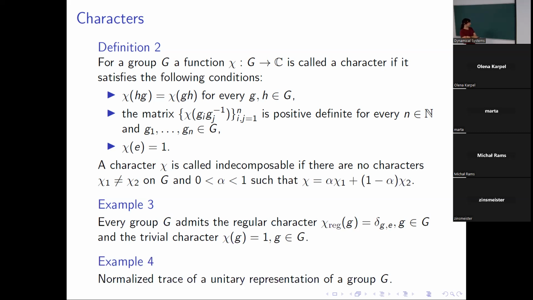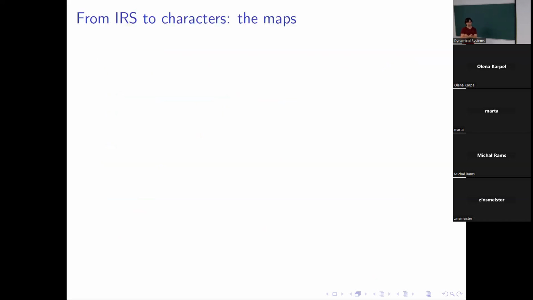So characters arise from representations. If we have a unitary representation of a group G, that is, if we have a homomorphism from the group to a group of unitary matrices, then we can just take the usual trace of a matrix, and this will give us a character. Now, in this talk, I will explain some relation between invariant random subgroups and characters.